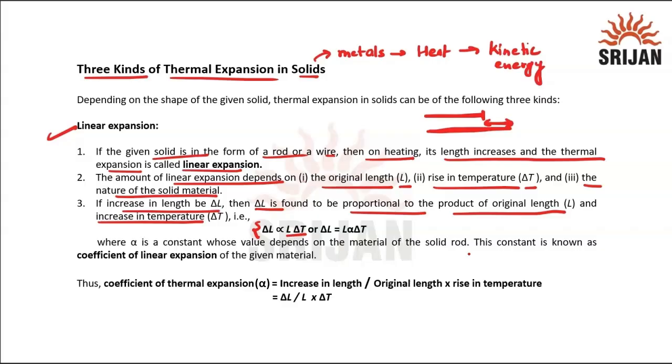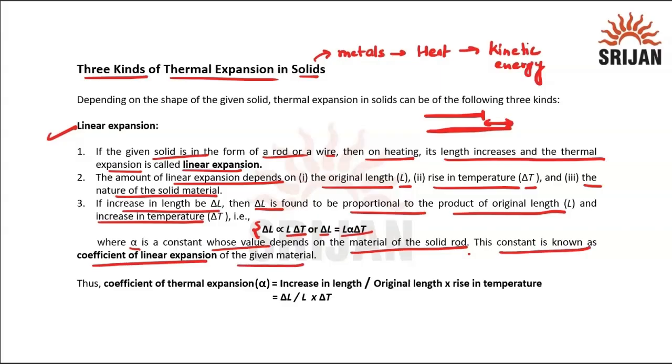So your formula could be something like this: delta L is equal to L, and then alpha, and then delta T, where alpha that you are looking at here is a constant whose value depends on the material of the solid rod. Again, that is why we use the nature of the solid material, because it is a very important aspect here. And this constant is known as the coefficient of linear expansion of the given material.